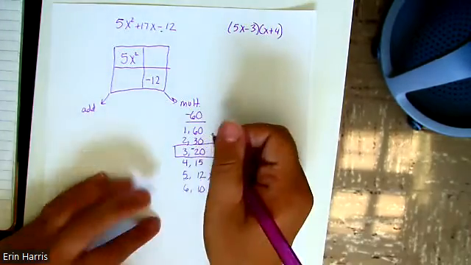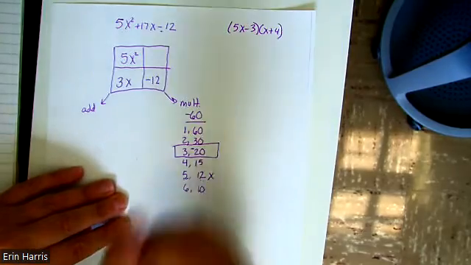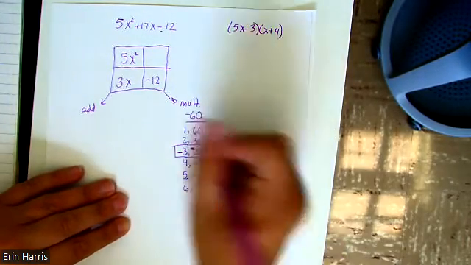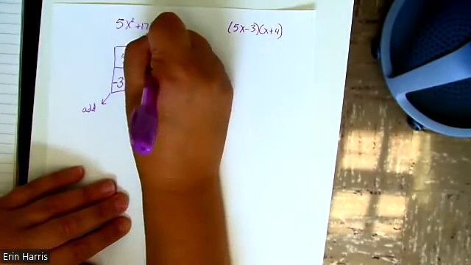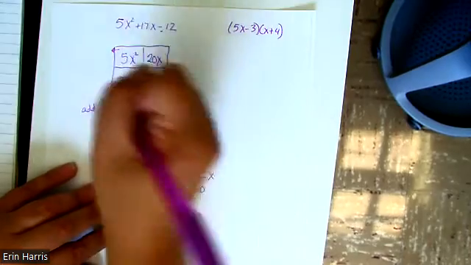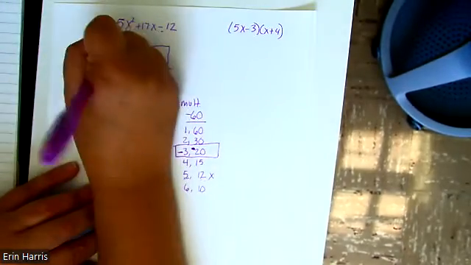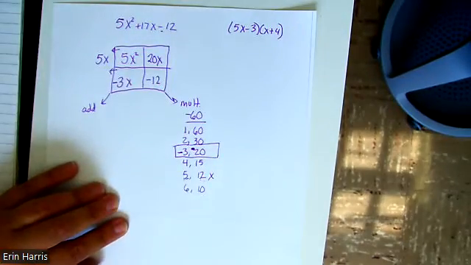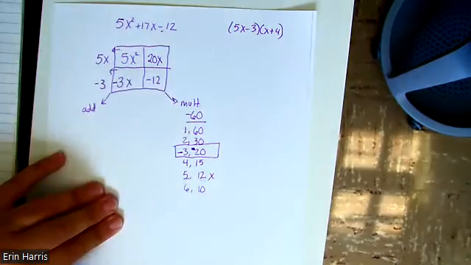Okay, so put the 3x here, positive 3x. I'm sorry, I put the negative sign in the wrong spot, right? I want positive 17, so negative 3x, positive 20x. Okay, then I factor from here, factor from here. Okay, so 5x comes out. Over here, negative 3 comes out.